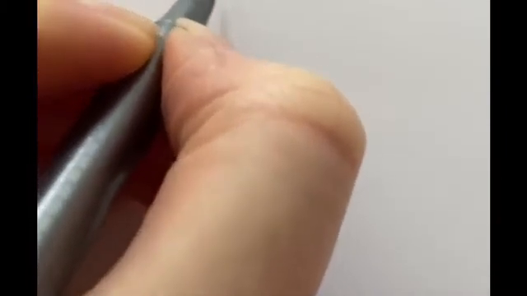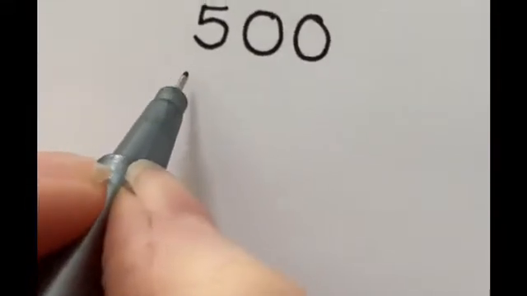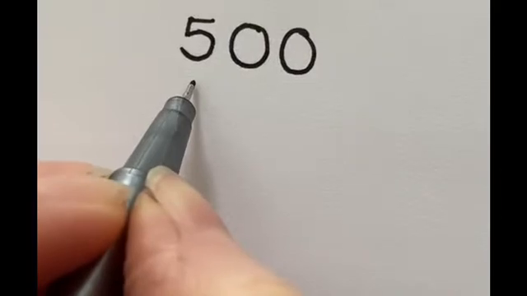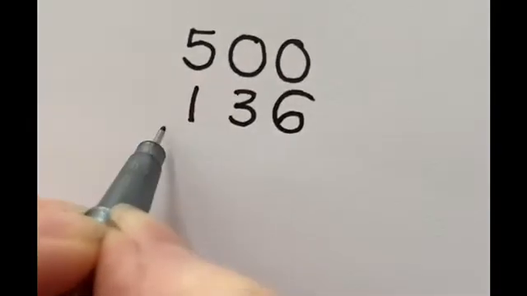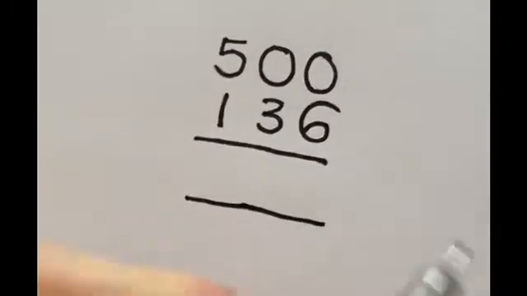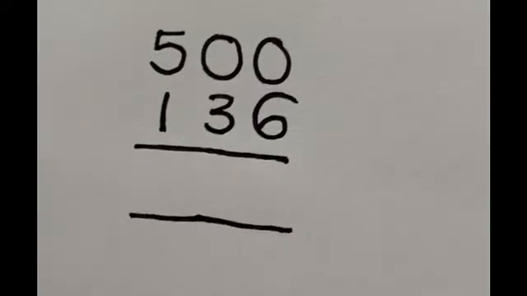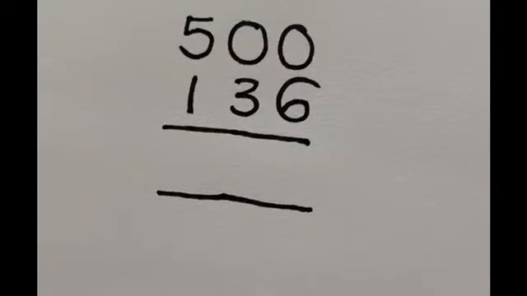Okay, I've got one more I'd like to show you, because sometimes we'll come across a situation where we get a number like this. There's 500 on top. And below that, let's have 136. What problem do you think we might run into when we try to solve this one? Think about what might happen when we want to exchange and borrow from the next column.